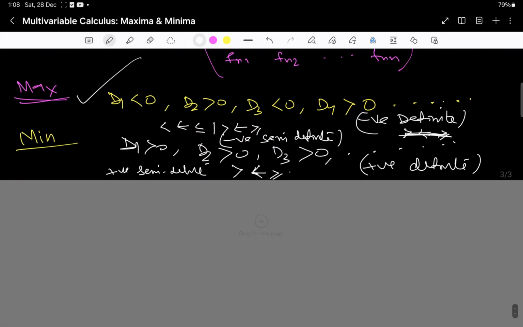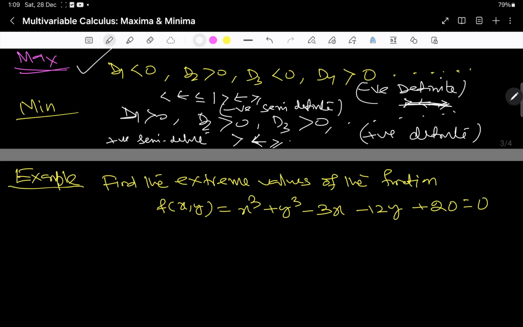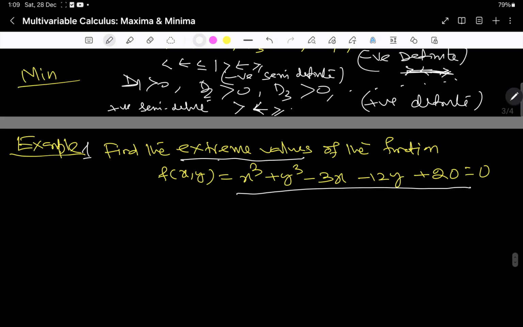So let us consider some solved examples, then your idea will be clear. Suppose you have one example: find the extreme values. Extreme values means maxima is also an extreme value, and minima is also an extreme value, of this function. This is a function of two variables x and y, and we solve it.